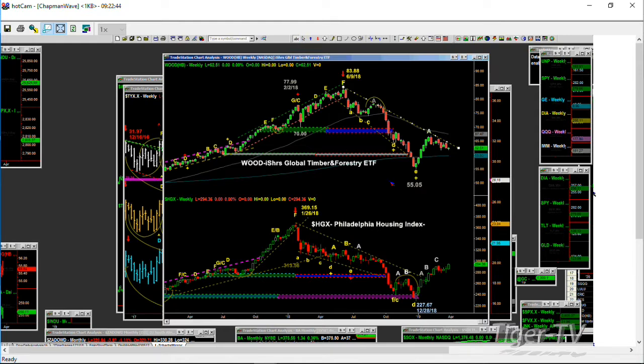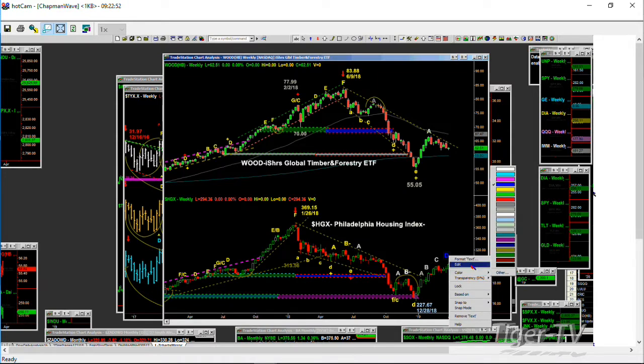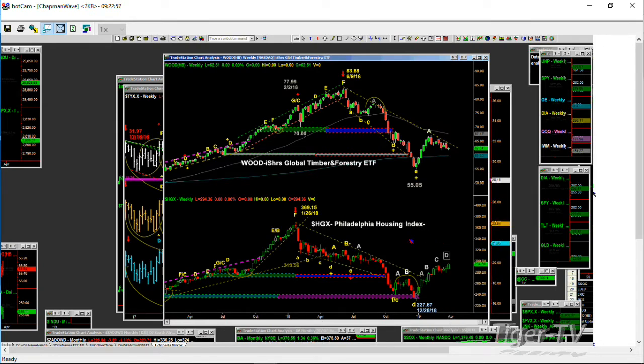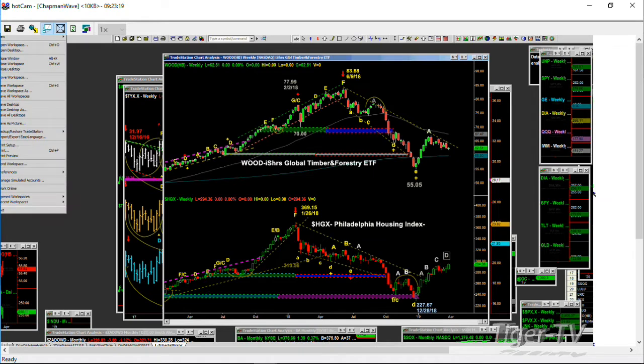Finally, we've got leg D. Oh, look, leg D in the weekly chart of, wow, I didn't expect that. The weekly chart, here we go. There it is, in the HGX, the Philadelphia Housing Index, very nice. Finally, it goes from 369 to 227, another one-third drop. And now it's had a really good rally, and it's at 294, I'm sorry, 50 points higher, 25% gain-ish. Very nice.